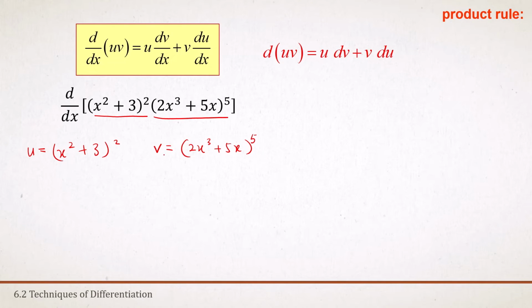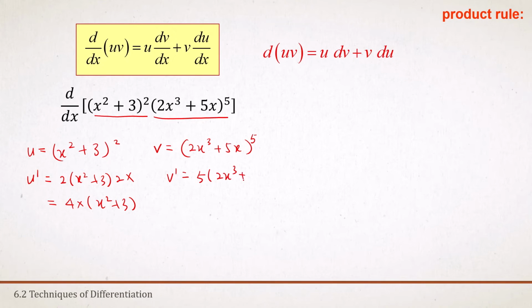Now, what you need to do is differentiate both functions. So I use u prime. 2 brings in front, x squared plus 3, 2 minus 1 is 1, and differentiate inside is 2x. So finally, u prime is 4x, x squared plus 3. And then how about my v prime? Push the 5 in front, 2x cubed plus 5x, this is power of 4, and don't forget to differentiate inside, which is 6x squared plus 5. Finally, if you want to multiply it in, you also can. If not, we just leave it alone.